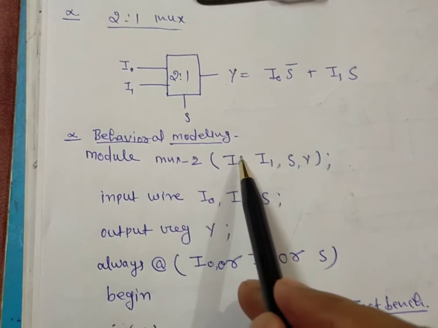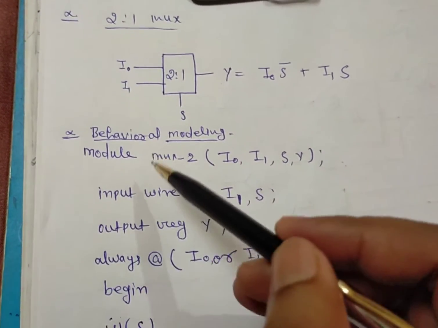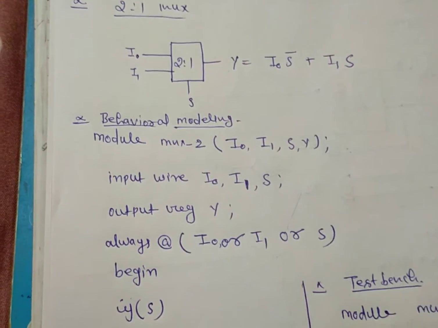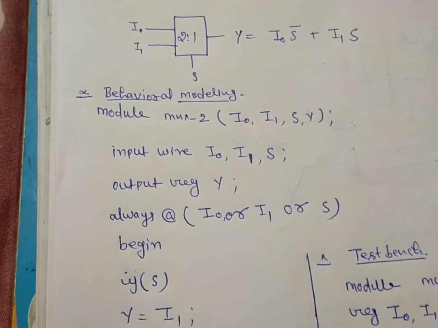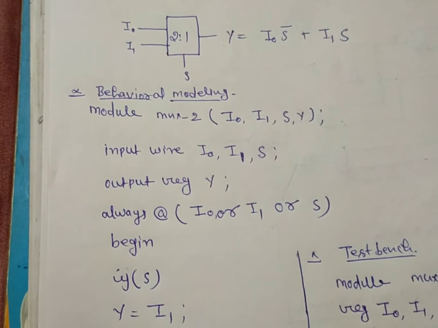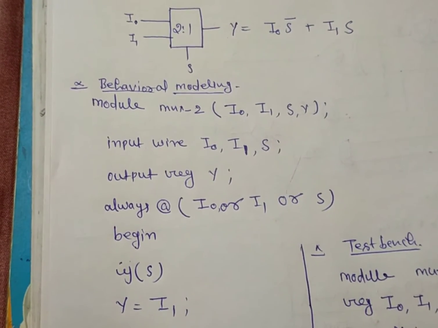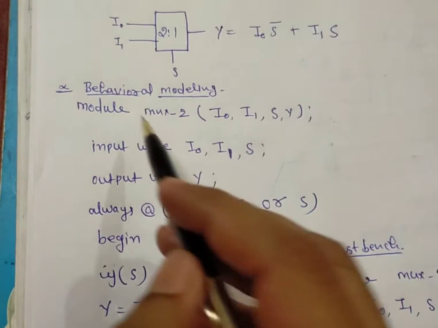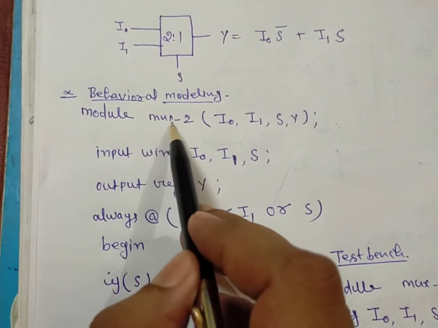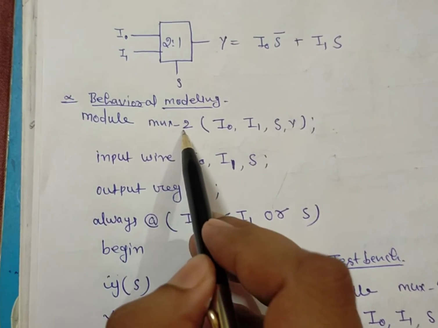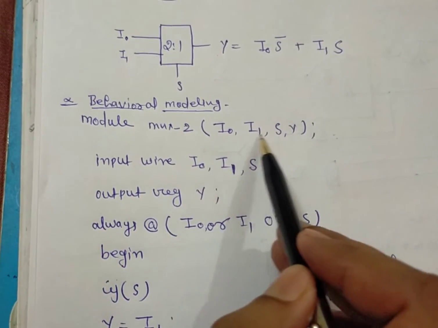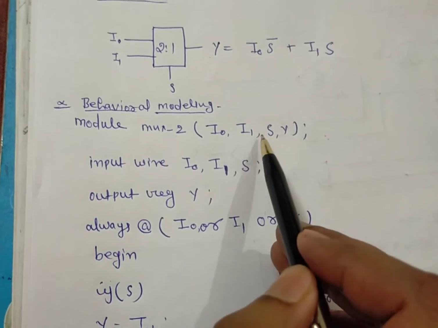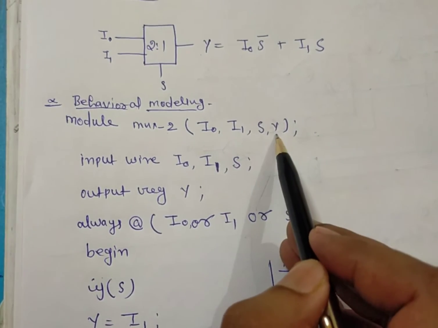In the behavioral modeling, the style is very similar to the structural and data flow modeling, but slightly different. There are some conditions, and depending on those conditions we write the Verilog code. So first write the module, and the name of the module is mux_2, and write the input and output. Here the inputs are I0, I1, S, and the output is Y.